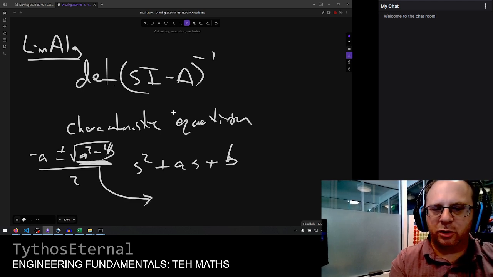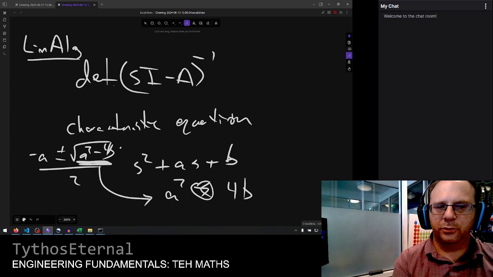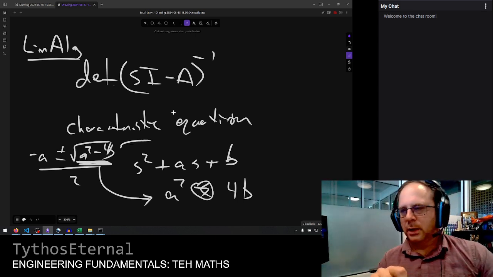With respect to that determinant, what is the nature of A squared versus B, or 4B in this case? Is it greater? Is it lesser? So are these roots going to be complex? Are they going to be imaginary? Are they going to be real?